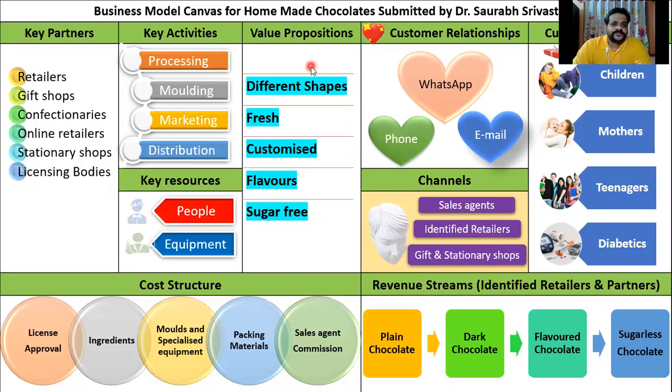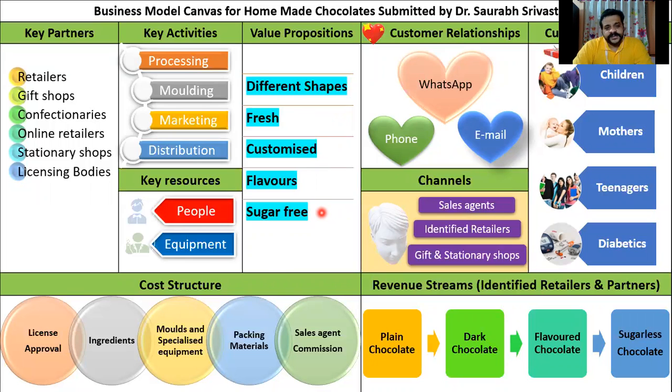The value proposition that is being offered is that I'll be preparing chocolates in different shapes and sizes, using various types of molds. The proposition will be that they are fresh, homemade, customized, tailor-made as per order. There will be different flavors like mango, orange, and all other flavors that people ask for or may demand. And the other thing is sugar free, as I already said, which will be helping patients or people who are suffering from diabetes.